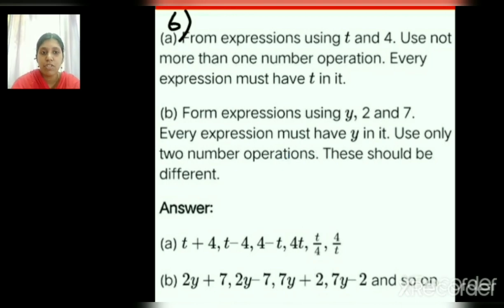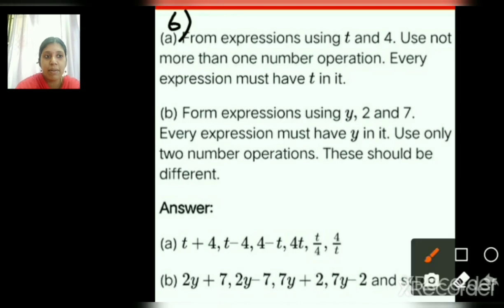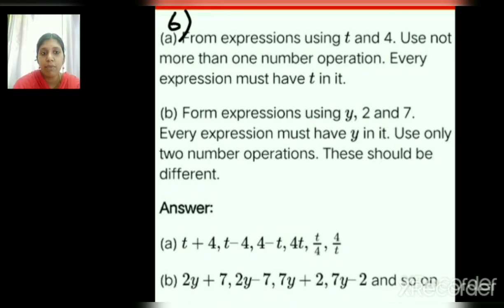The next expression is 2y minus 7, and the third one 7y plus 2. 2y plus 7 and 7y plus 2 are both different. So we can make 7y plus 2, 7y minus 2 and so on.